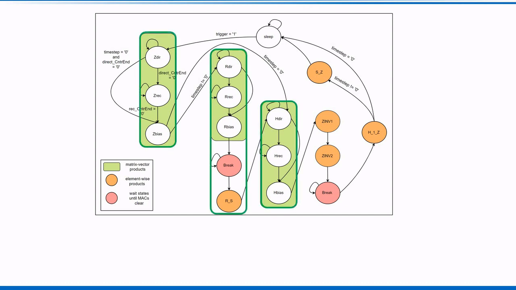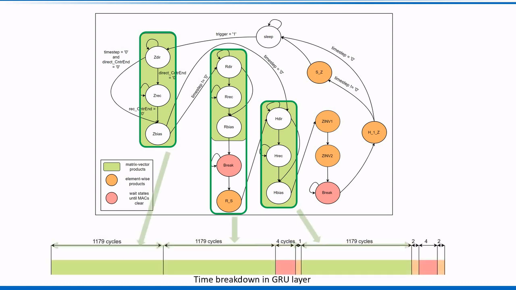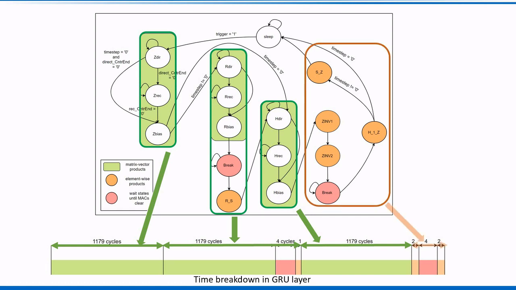The first three compute the Z, R, and H functions, and take up the majority of the time spent in the layer because they realize matrix vector products for matrices with a relatively large size. The fourth part implements the last equation of the GRU unit and consists of element-wise operations between intermediary result matrices Z and H. Also, you might have noticed the red states in the finite state machine, and they correspond to break cycles during which the arithmetic pipeline is stalled to wait upon a required result for the next calculations to be available.